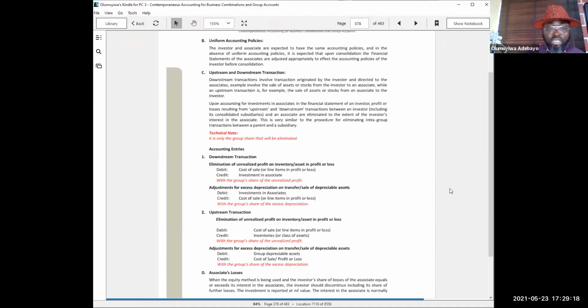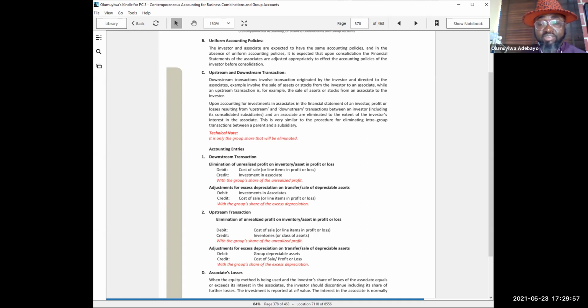Now, the upstream adjustment I'm talking about is that it was the investee, which is the associate, that sells to the investor, which in this case could be the parent. And in that light, what happens is that the unrealized profit will be adjusted for against the cost of sales, which will affect the profit or loss of the subsidiary. And a credit adjustment will affect the consolidated or the group inventory, okay?